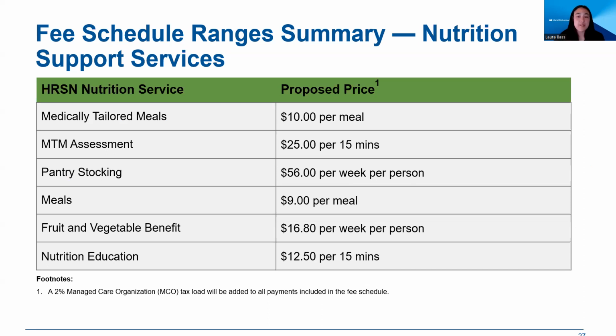MTM assessment has a proposed price of $25 per 15 minutes. Pantry stocking has a proposed price of $56 per week per person. We discussed that. Meals with its proposed price of $9 per meal. Fruit and vegetable benefit, $16.80 per week per person. Again, spoke to that. And nutrition education with its proposed price of $12.50 per 15 minutes. So as I noted earlier, these are prices that are based on our research and Oregon Health Authority staff feedback, among other feedback, and we are interested in hearing feedback from all of you before these prices get finalized.